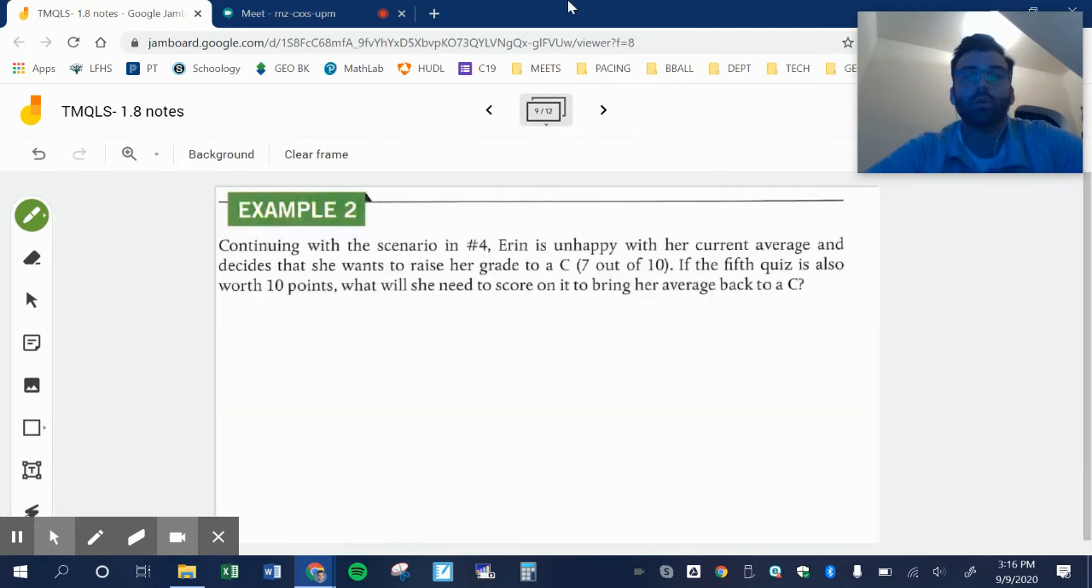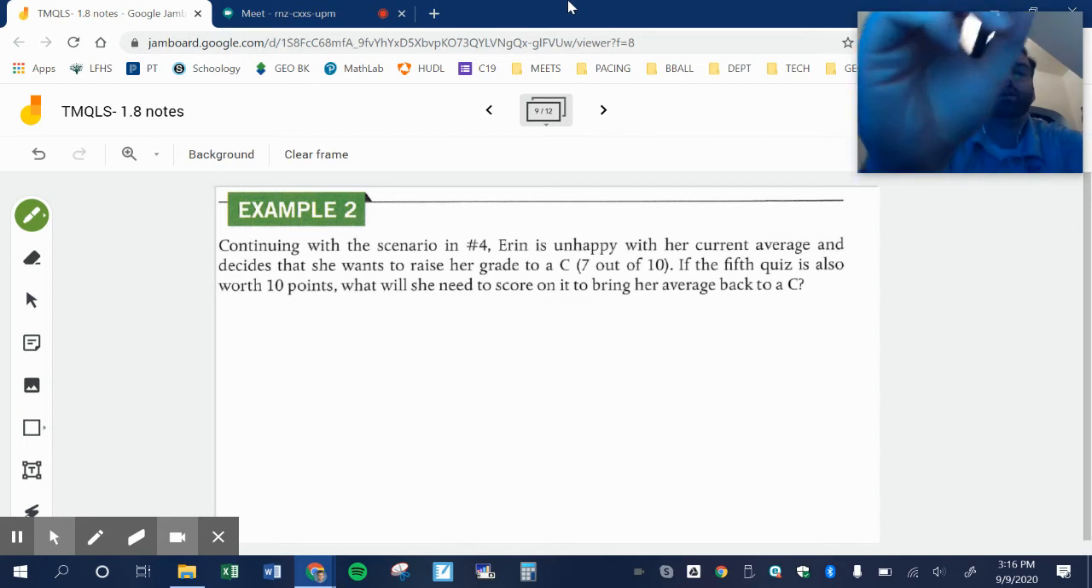So we're going to continue on with the scenario that we just talked about. It says Erin is unhappy with her current average and decides she wants to raise her grade to a C, or a 7 out of 10. Her 5th quiz is also worth 10 points. What will she need to score to bring her average back to a C?